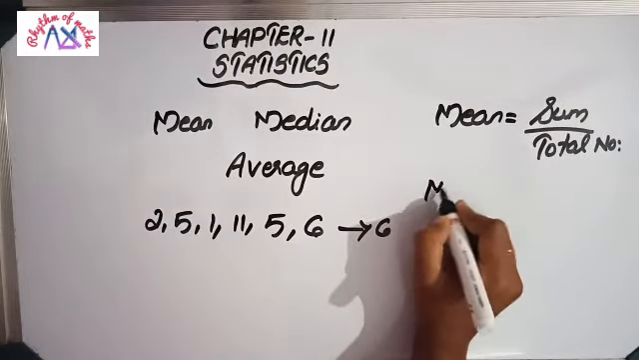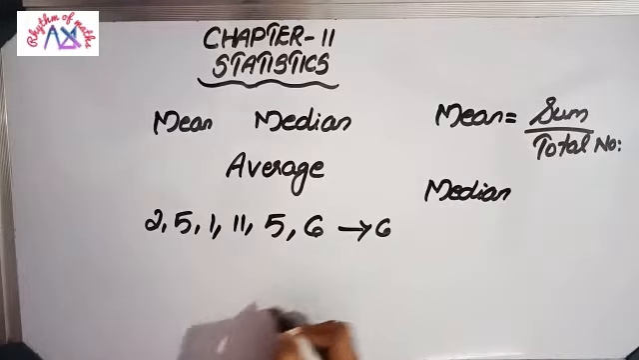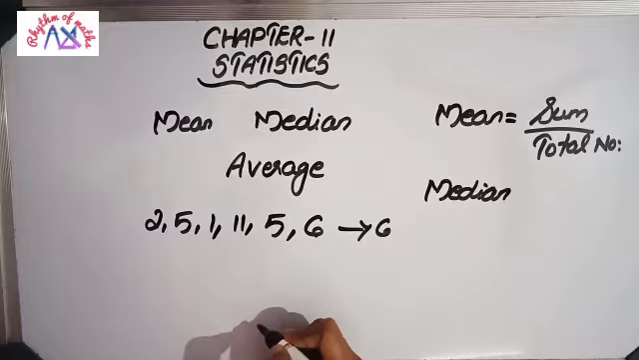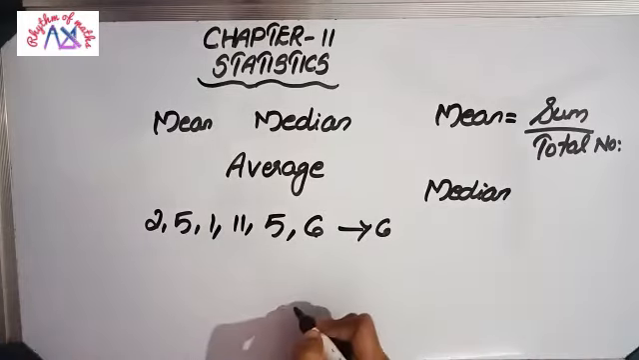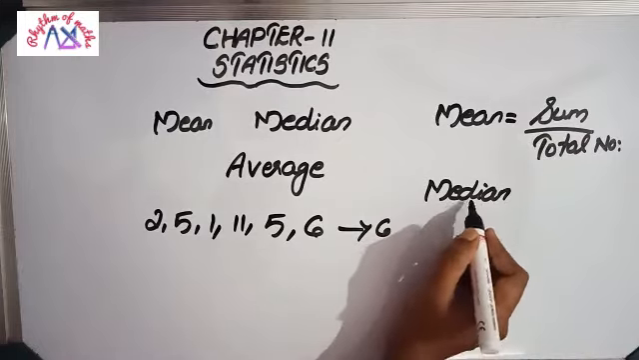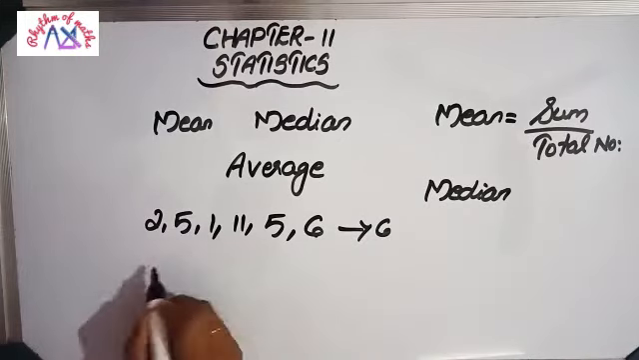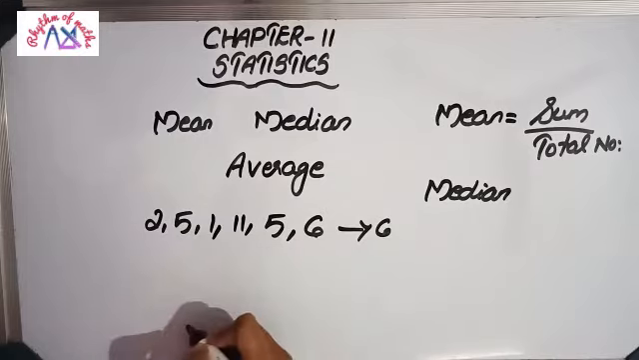Next is about median. Median means first of all you have to arrange this in ascending order. That is a must, ascending order or descending order, because we know it is the exact middle value we need, whether mean or median. So if you want to find the exact middle value, this must be in order. That's why we are going to arrange these values in ascending order.